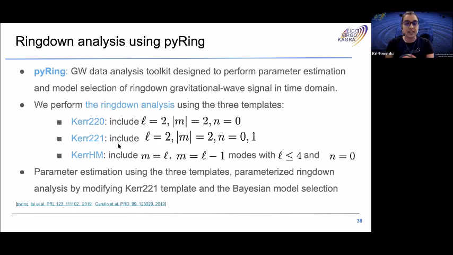Using these three template models, we do a parameterized ringdown analysis, particularly looking for any observational evidence for deviation from general relativity by modifying the Kerr221 template. We also do a parameter estimation analysis of the properties of the final black hole using these three template models, and also do a Bayesian model selection analysis assuming these three models, comparing three different hypotheses. Moving on to the next slide.